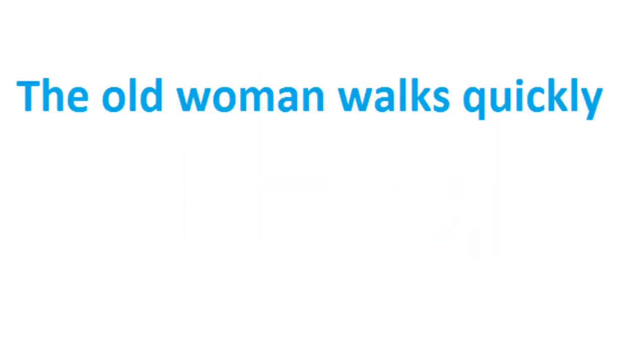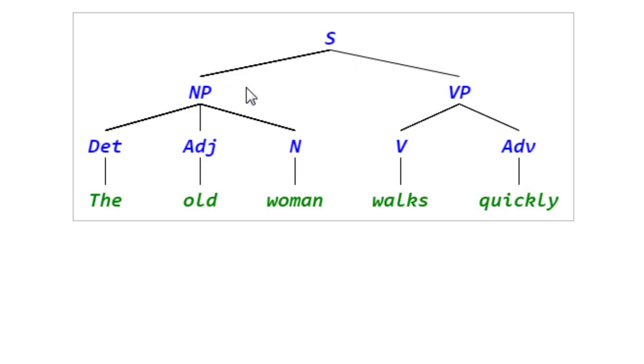So now let's jump to the second sentence. The second sentence is "the old man walks quickly," or "the old woman walks quickly." So the sentence is going to be divided into a noun phrase and a verb phrase. The noun phrase is divided into a determiner, adjective, and noun. The determiner is "the," the adjective is "old," and the noun is "woman." And the verb phrase contains a verb and an adverb. The verb is "walks," and the adverb is "quickly."